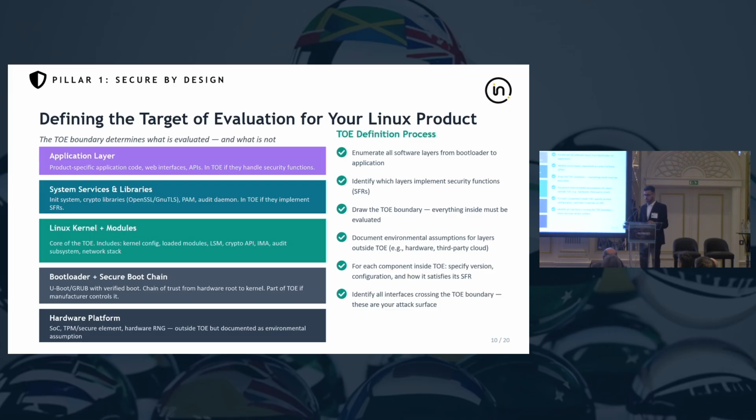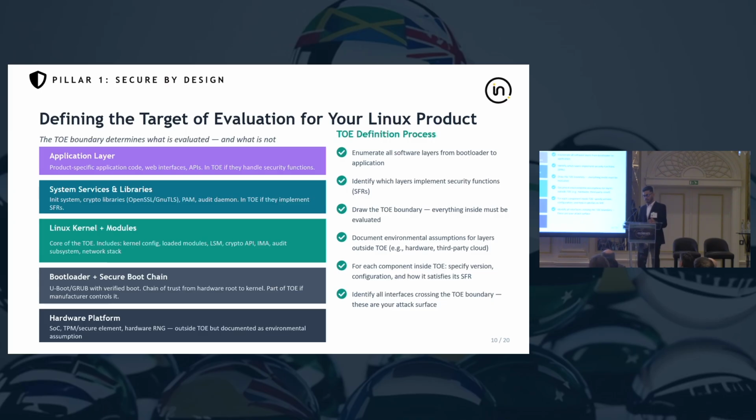So this is your target of evaluation for a Linux product. Starting at the bottom, your hardware platform, so your SoC, your TPM, secure element, these are outside of your TOE, but they still need to be documented as a part of your environmental assumptions. Now above that is your bootloader, secure boot chain. If you use U-Boot or GRUB, and you control the bootloader, then they are a part of your TOE. They probably are most of the time.